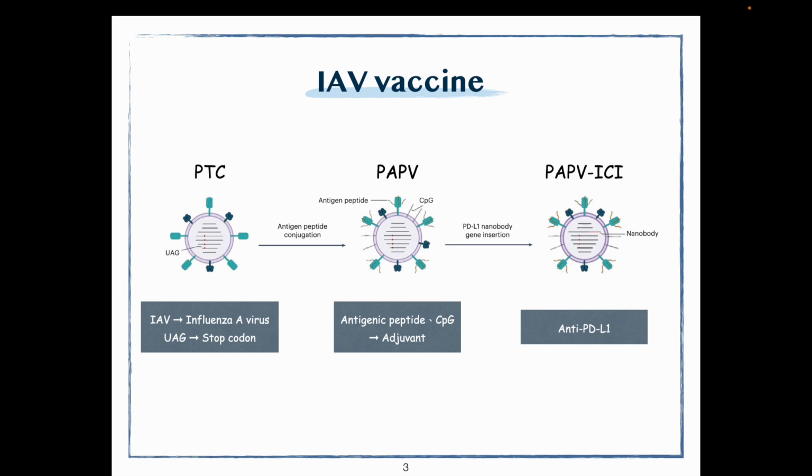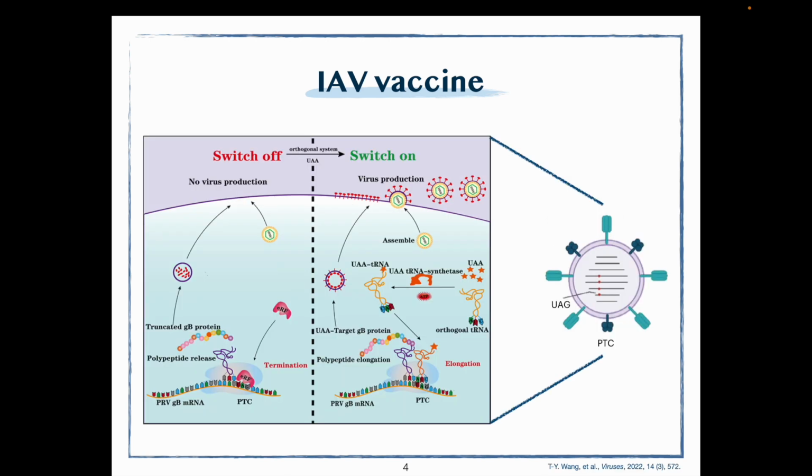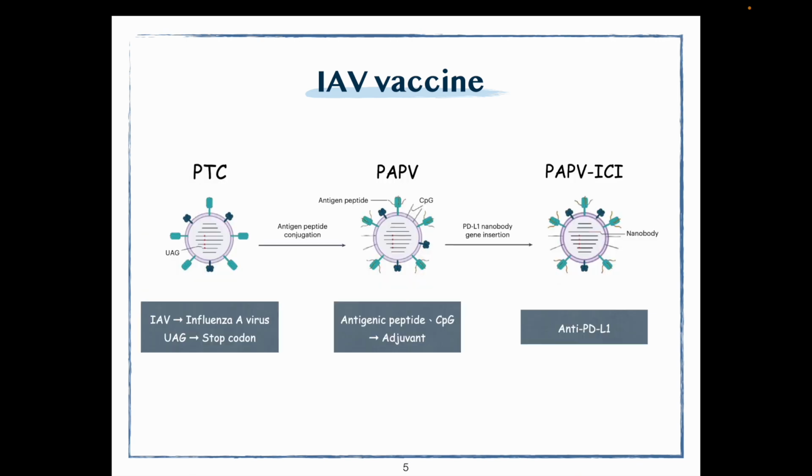In this paper, they want to generate a live but non-productive influenza A virus, or IAV for short, to improve the safety of the IAV vaccine. First, they modify IAV by introducing 4 premature termination codons that will inhibit virus replication. Only when adding an unnatural amino acid with orthogonal tRNA will it lead to virus production, and they call this kind of live attenuated IAV virus PTC.